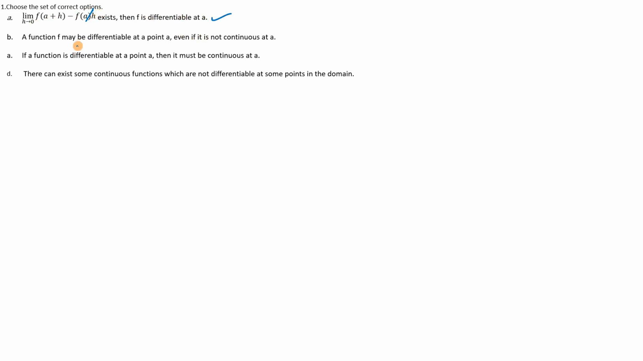Second option: a function f may be differentiable at a point a even if it's not continuous at a. So let's see what differentiation is. Let's say we have a curve something like this, and we have to check whether the curve is differentiable at this point a. It simply means that we are trying to draw a tangent at this point. This is nothing but differentiation, right?